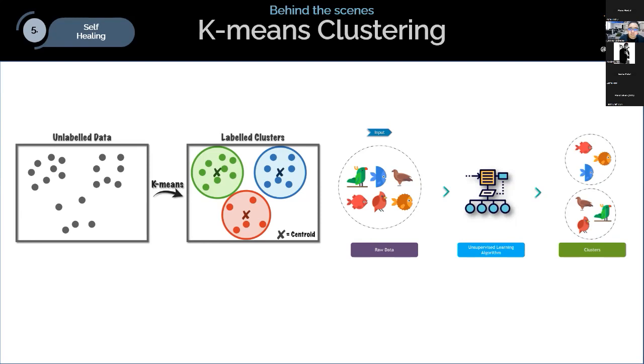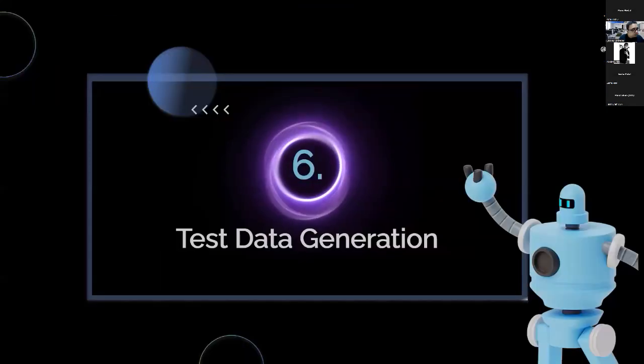So that's how self-healing actually works in the background, and that's what true self-healing actually means when we talk about leveraging the power of AI. The sixth one is test data generation.